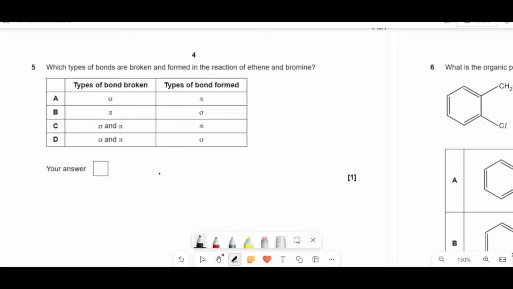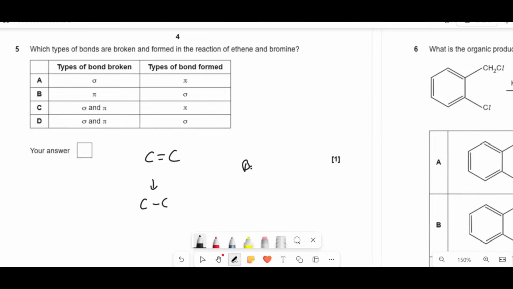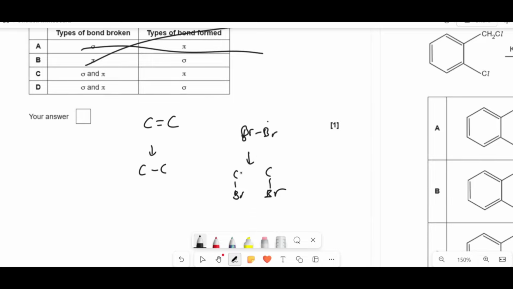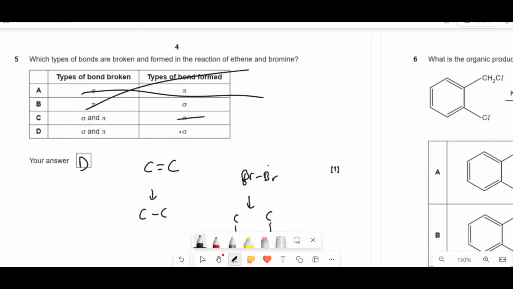So it says, which type of bonds are broken and formed in the reaction of ethene and bromine? So if you have a think, ethene is going to have a C=C, and that's going to break down eventually to form C-C. But in the same sense, bromine is going to be Br-Br, which eventually will become C-Br and C-Br, right? So we're breaking a pi bond immediately there, but we're also going to be breaking a sigma bond here. So it's going to be pi and sigma, so you're out and you're out. Cool, so now we're stuck with these two, right? Now the bond formed, you can see that's a single bond here. It's going to be sigma, it's not going to be pi, so it's D. There you go. Reason being is because that pi bond is for C=C double bond alkenes.